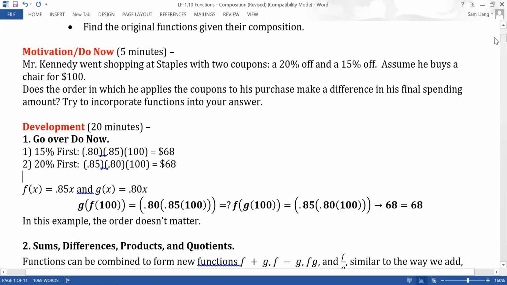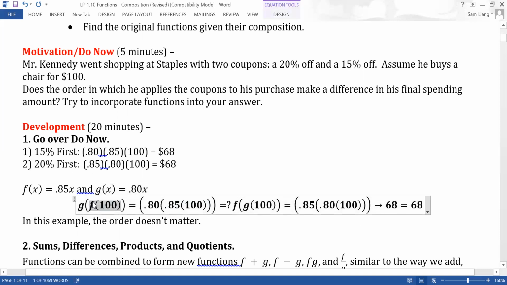Segueing into the first topic for today: we're going to talk about the sums, differences, products, and quotients of functions. And then next we'll talk about the composition of functions. Actually the do now was an example of a composition of functions, combining two functions to create a new function, evaluating one function first and then plugging that result into another function. Okay, let me get to the first topic for today.